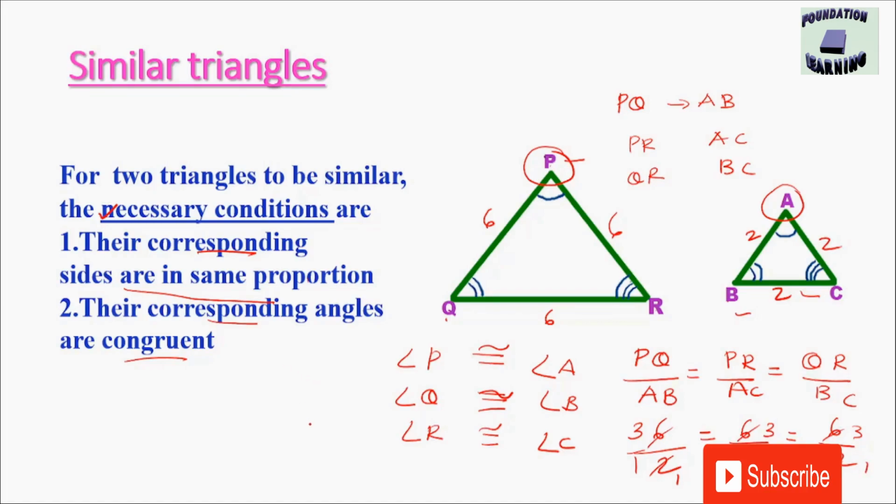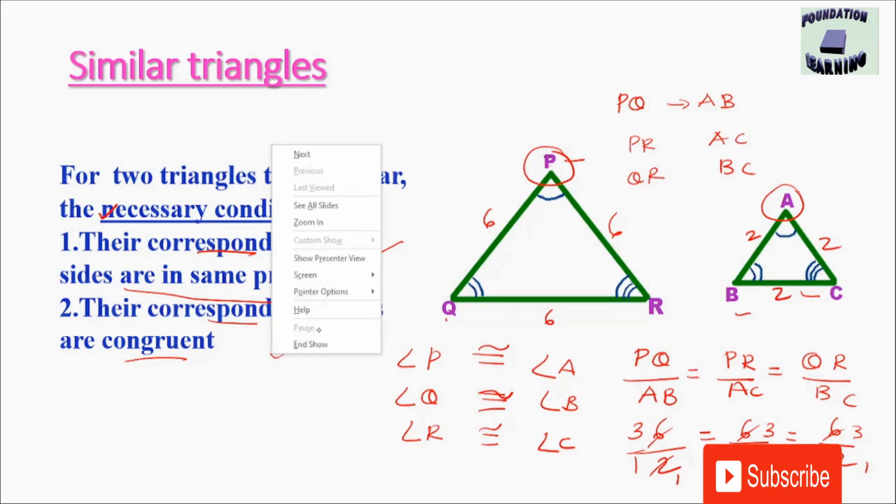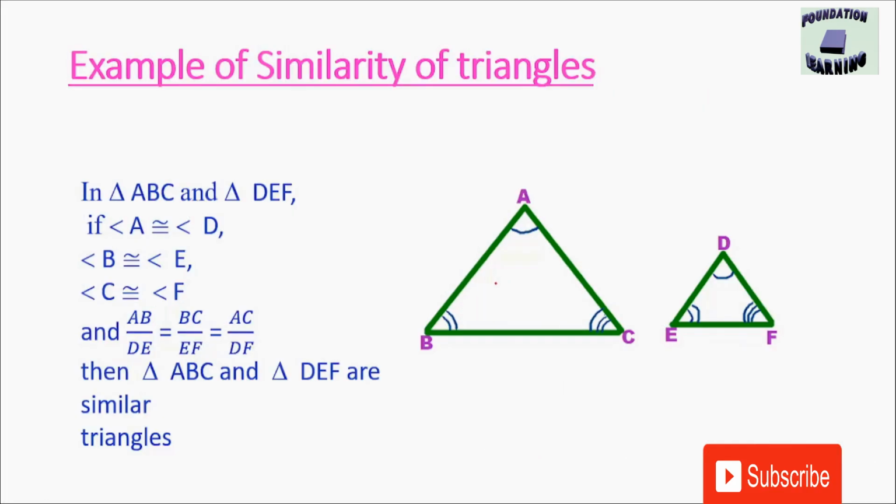When the ratio is the same between the triangles, that means PQ is to AB is 3:1, PR is to AC is 3:1, and QR is to BC is 3:1. That is the condition. So there are two conditions which are necessary for triangles to be similar: the corresponding sides should be in the same proportion, and the corresponding angles should be congruent. In this case the angles are congruent.